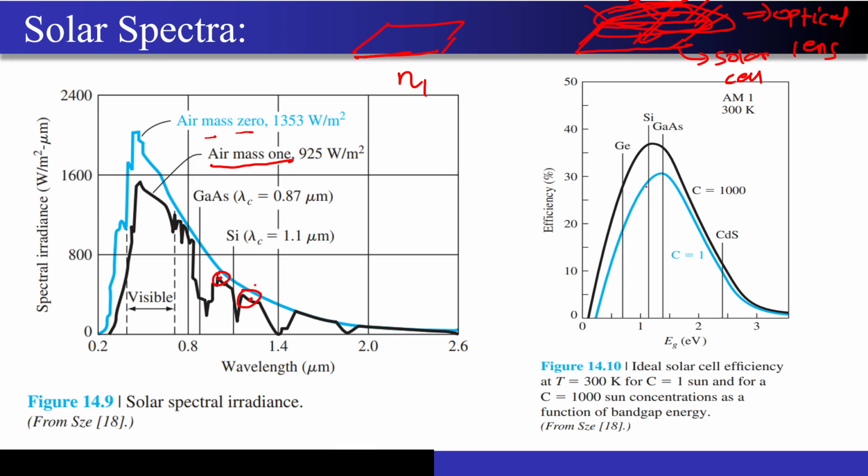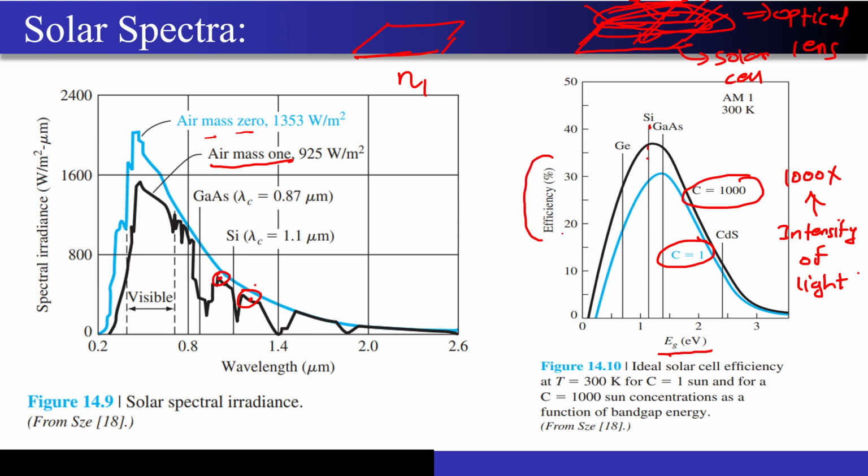So this is what this graph is showing you. This C is equal to 1 and C is equal to 1000. This 1000 is nothing but a 1000x improvement in the intensity of the light. So if I improve the intensity of the light by a factor of 1000, I just want to check how much improvement I am getting with respect to efficiency. Now if you look at silicon, on the x-axis you have the band gap, and on the y-axis you have the efficiency.